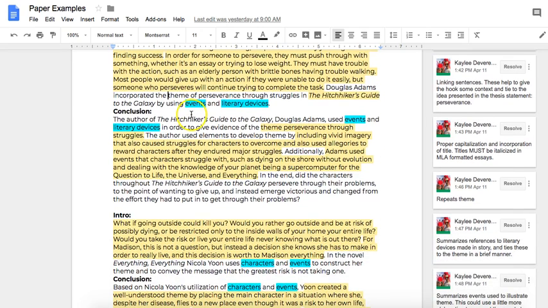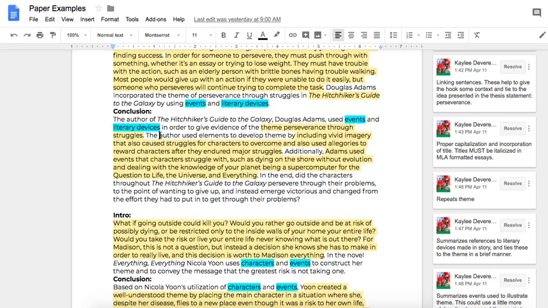You'll see that I followed this with a conclusion because I want you to understand how an introduction and a conclusion really work together to round out a paper. In the conclusion, if you were to look at your rubric, you would see that you need to have your thesis statement restated or summarized. And so he has done that. The author of The Hitchhiker's Guide to the Galaxy, Douglas Adams, used events and literary devices in order to give evidence of the theme of perseverance through struggles. He basically just reorganized the way he wrote his thesis statement, but that's perfect. You need that in your conclusion.